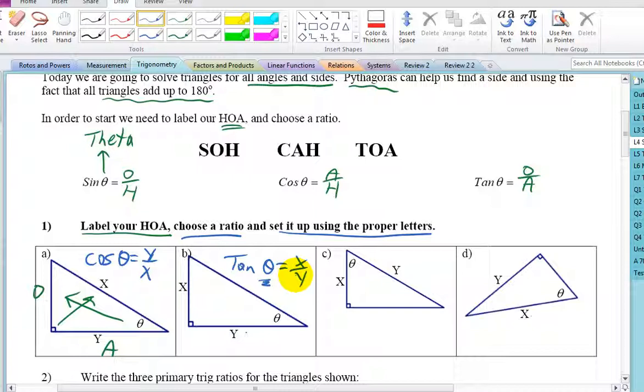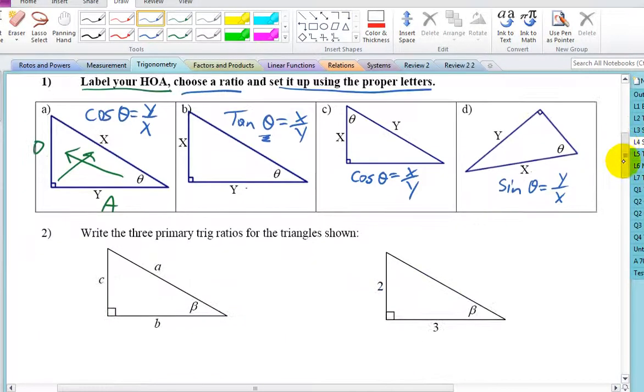Next. Haley Spence. Awesome. Well done. Okay. D. Alina. Sine theta, Y over X. Good. Sine theta equals Y over X. Perfect. Can we write O over H? No, well, that would be the first step, and then you've got to replace it with the letters that are on the triangle. And that's what we're going to get into right now.